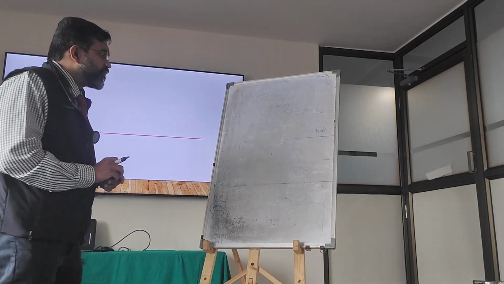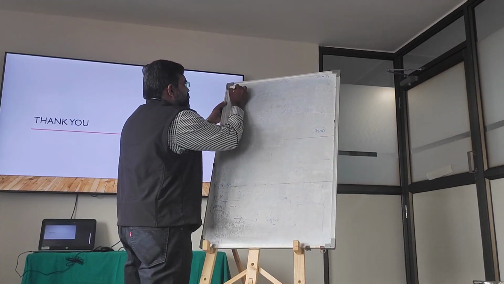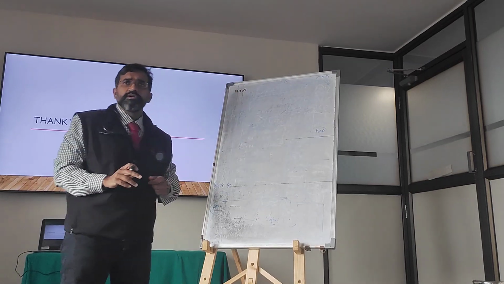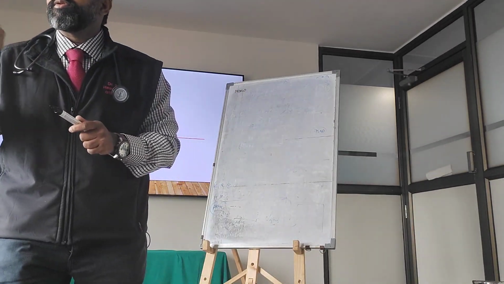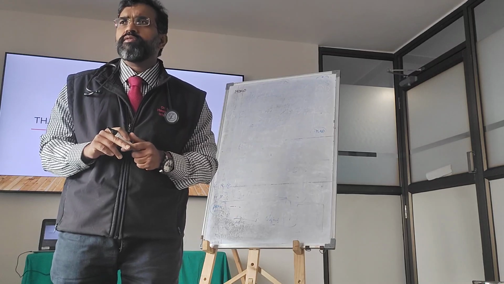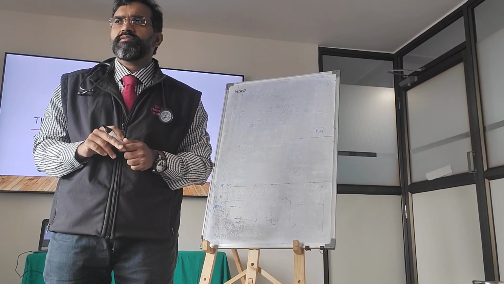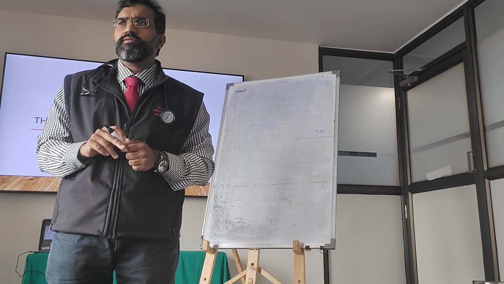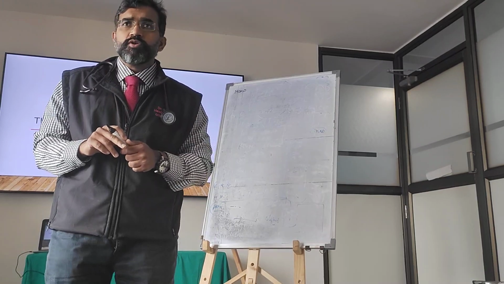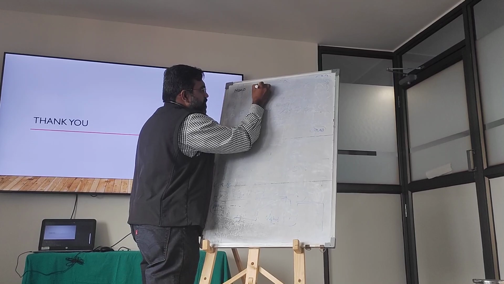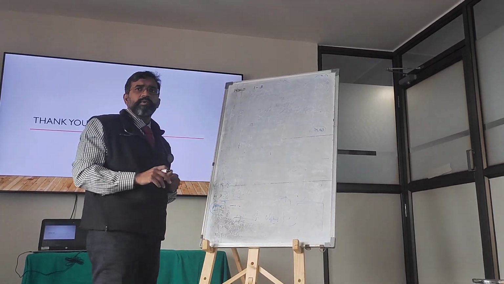So what is the definition of a multi-drug resistant organism? What do you understand by MDRO? What is MDRO? Resistant to more than two. So resistant to one antibiotic from three classes. One antibiotic from three classes.